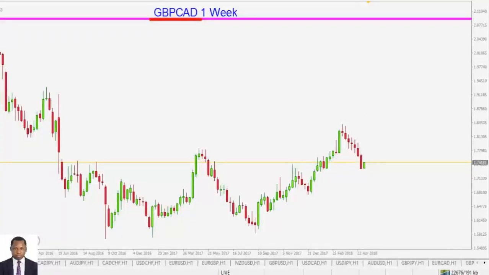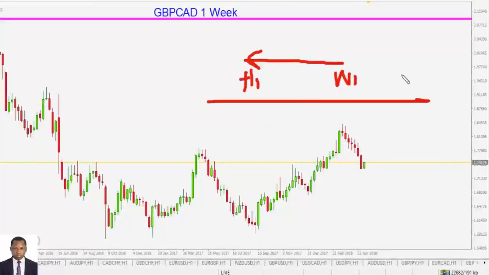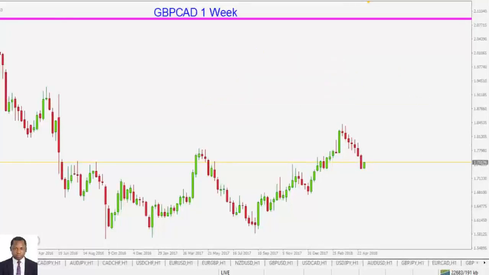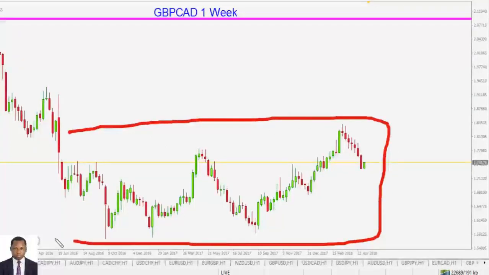Of course, we like analyzing our pairs from top to bottom, from the weekly to the 1 hour time frame, so we can get a clear directional bias. Now, this is the weekly time frame. We are actually going to be concentrating on this part of the chart.